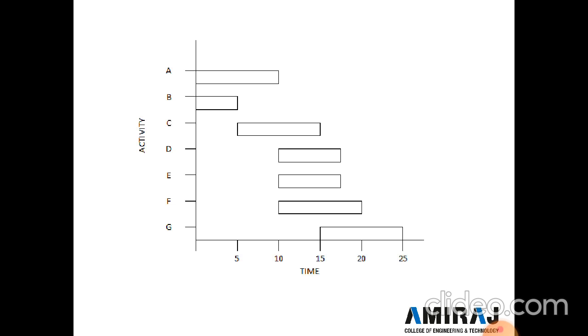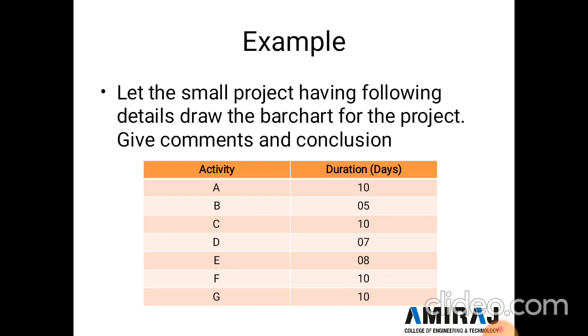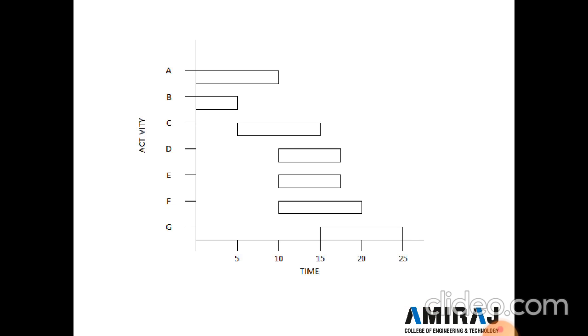Here two axes are drawn, x and y axis. On the x axis we mark the time, and on the y axis the activities are written. We write A, B, C, D, E, F, G in sequence. From the table, activity A is completed within 10 days. So activity A starts from 0 and completes at 10 days. Here 10 days time is already marked.